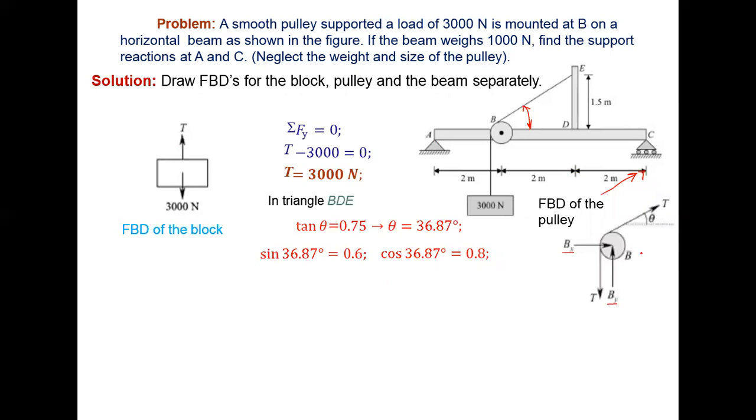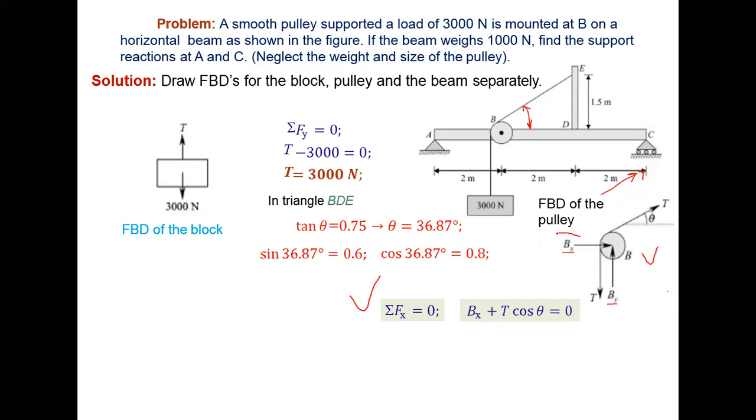Okay, so this is the BD of the pulley. Now if you want to apply the equation of equilibrium, you have to apply that equation in two directions, one in the vertical direction and another in the horizontal direction. So let's apply it in the horizontal direction, that means in the x direction. You will sum up all the horizontal forces and equate them to 0.